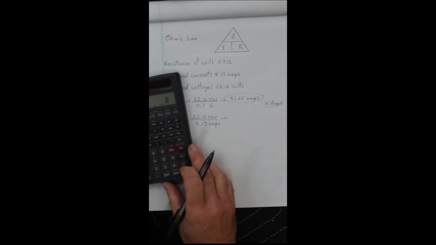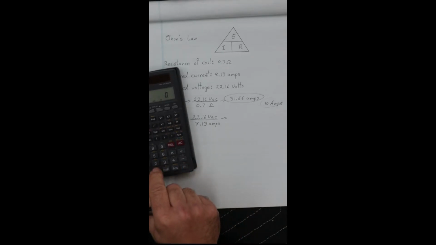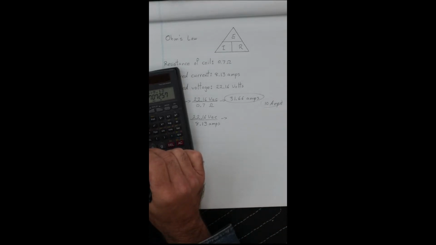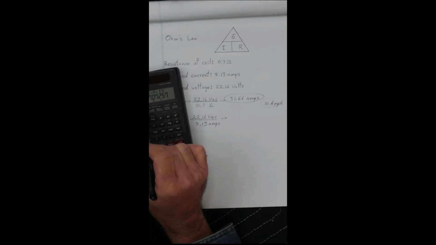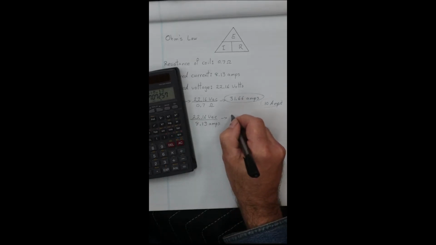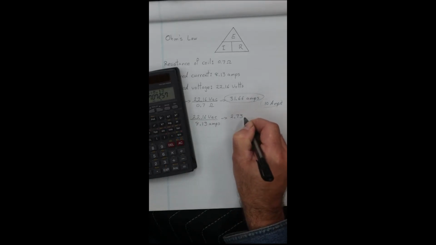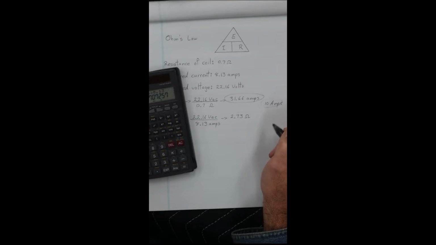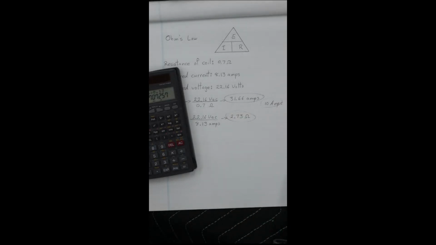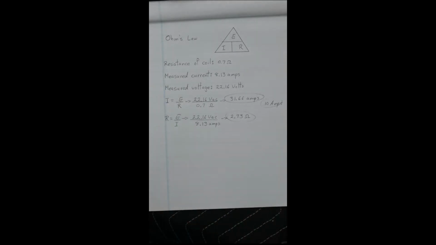Putting these values into my calculator, 22.16 divided by 8.13, I get 2.725. Now, I'm going to round to 2 decimal places, so I'm going to end up with 2.73 ohms. Now, is this a value of resistance, or is this something more?